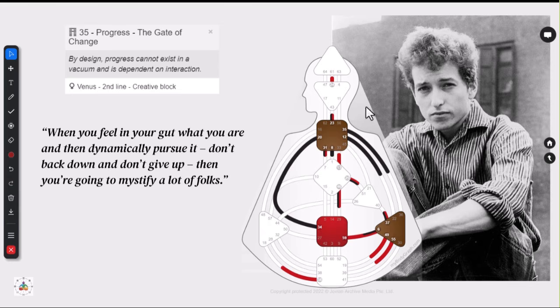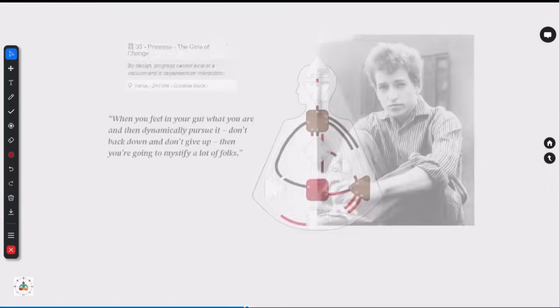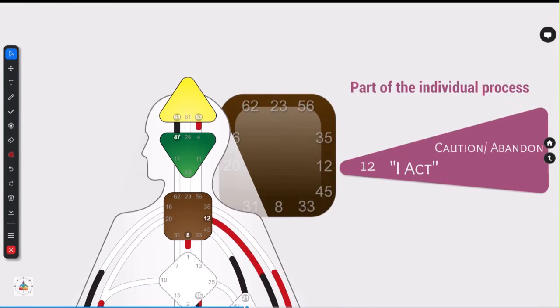This is Venus. Second line, creative block. By design, progress cannot exist in a vacuum as it's dependent on interaction. Progress, the gate of change. So from the perspective of this next one, part of the individual process, we have I act with either caution or abandon. I act or I know I can try is another way that shows up. I know shows up in individuality because it's part of the knowing circuitry.